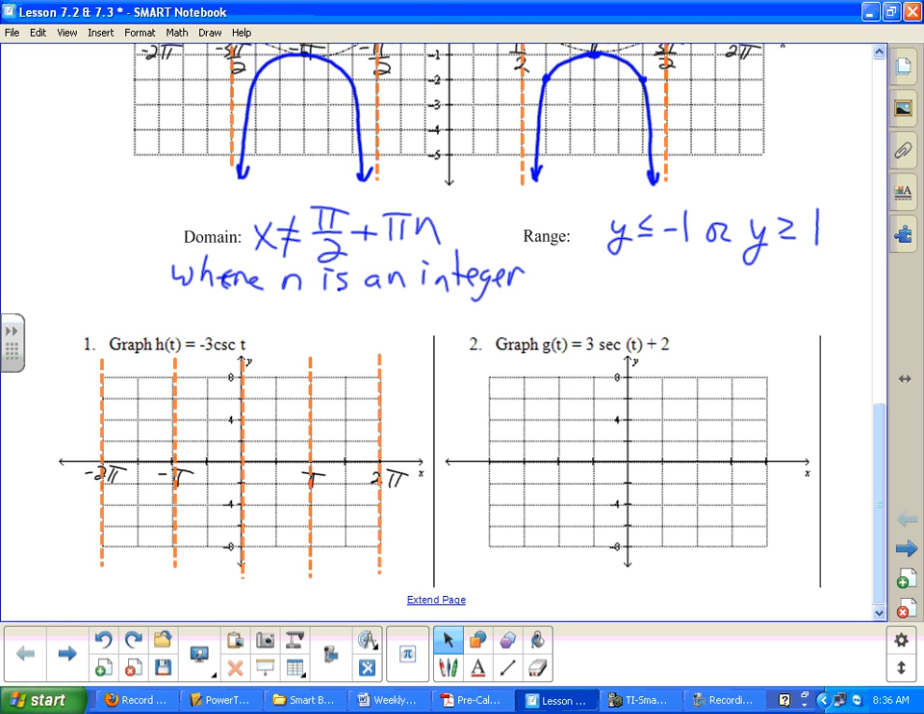Now, this says -3 cosecant of t. So what's the negative tell me is going to happen? Okay, it's going to be a reflection over the x-axis, so we have a vertical reflection. So wherever in my original it's positive, in this graph it's going to be negative, except all my y values are going to be 3 times greater.